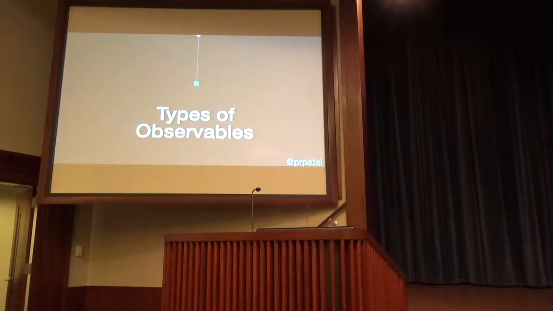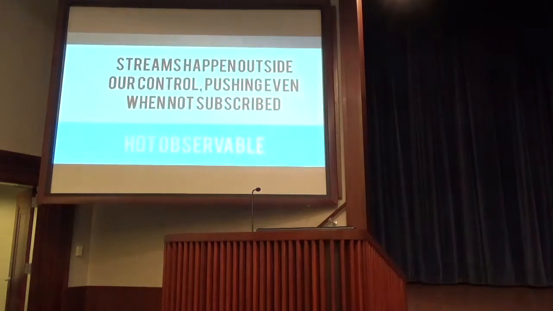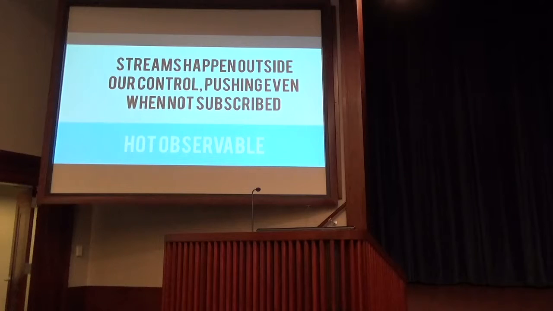So hopefully by now you have a good idea of the different things that we need to know in terms of nomenclature and code and objects, which we'll look at in real code in just a second. But there are two general types of observables. The first is what we call a hot observable. Streams happen outside our control, pushing even when not subscribed.